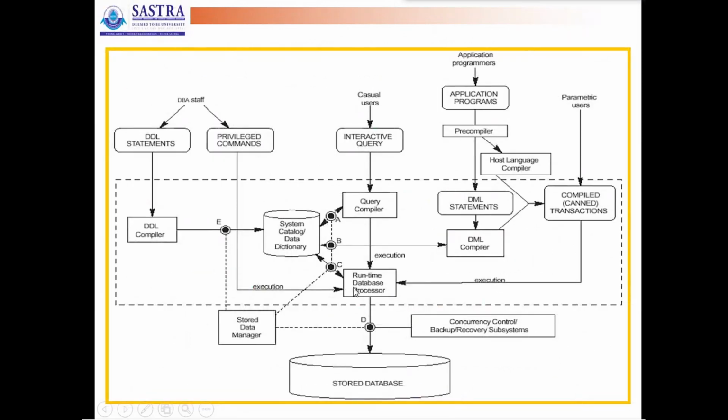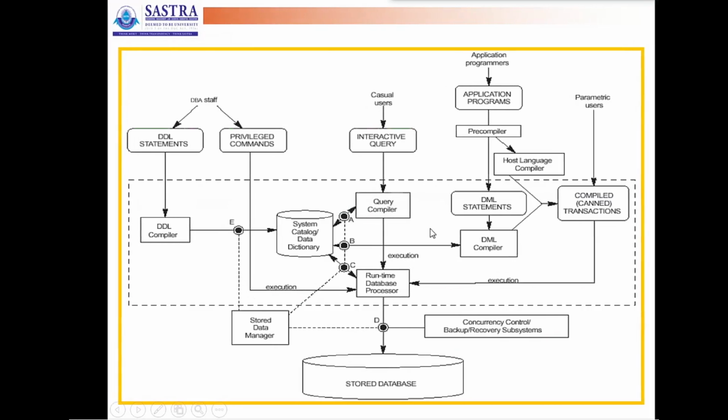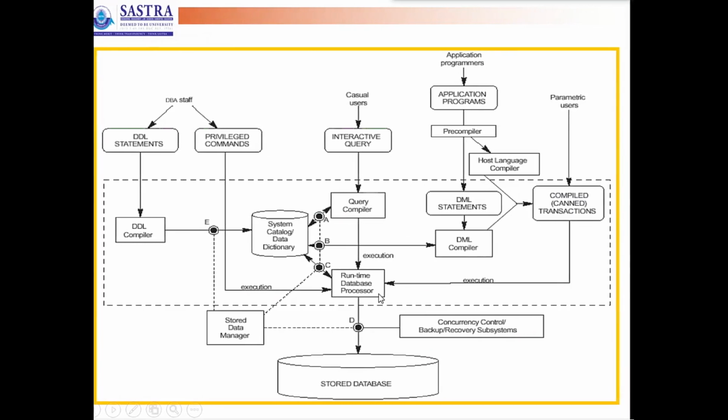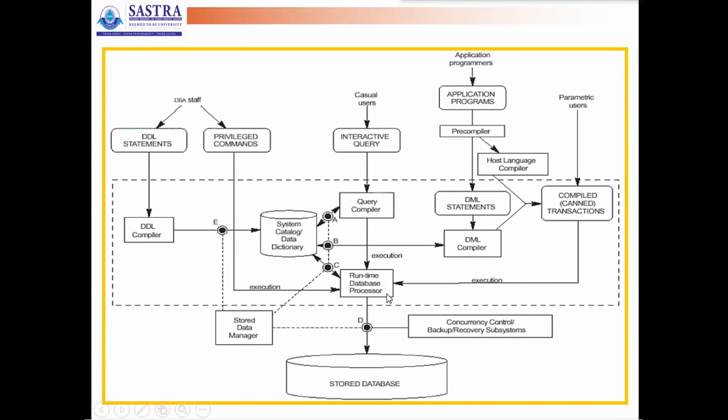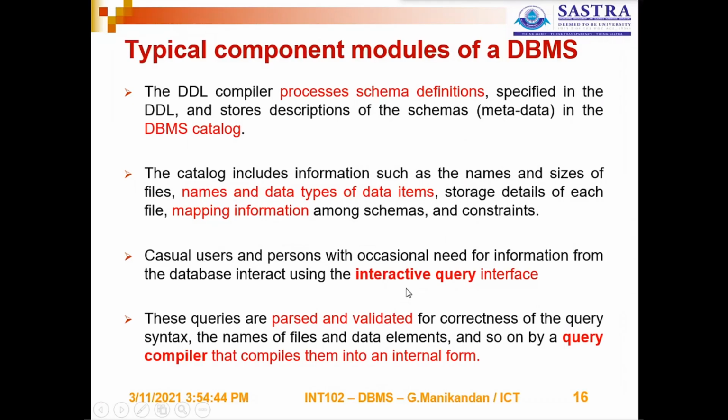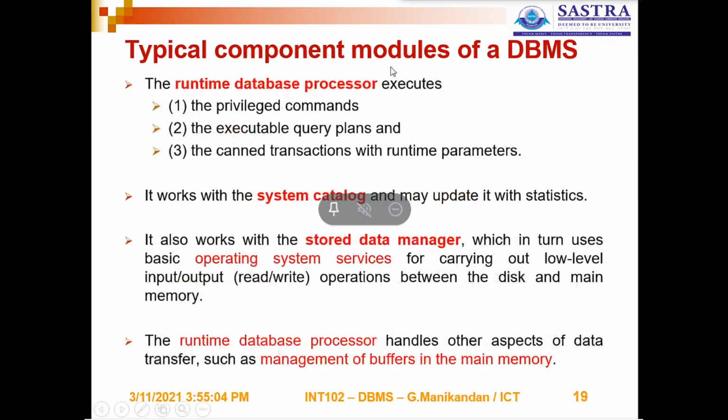So what are the inputs to your runtime database processor? It receives the input from your DBA staff, from the casual user, and from the what? And from the parametric users. So your runtime database processor is going to execute the commands from the DBA, your database administrator, from your application programmer, and your parametric end user.